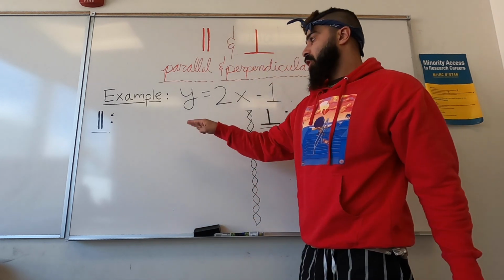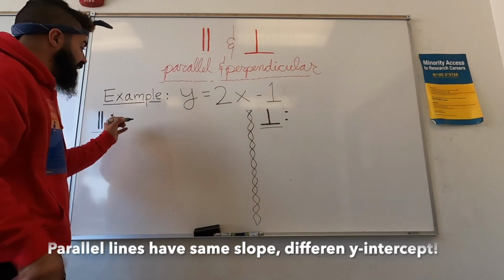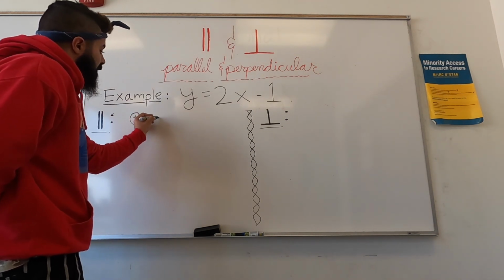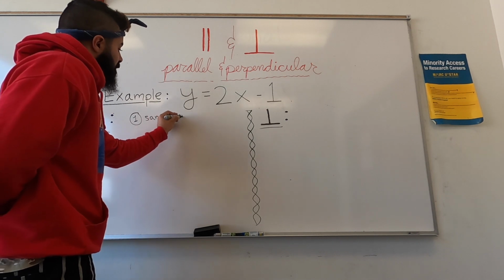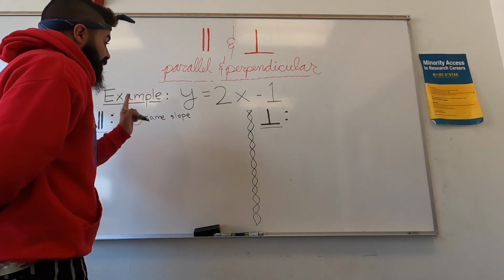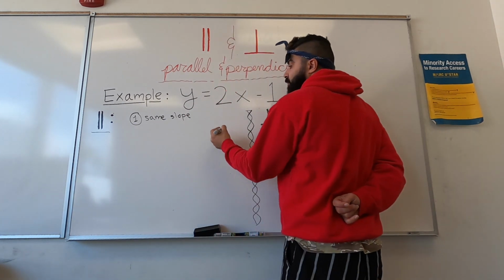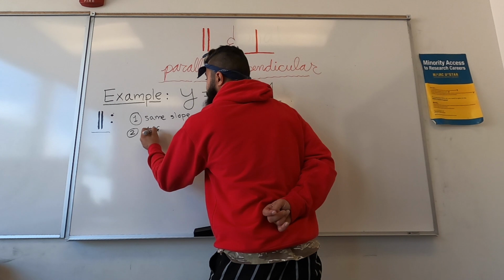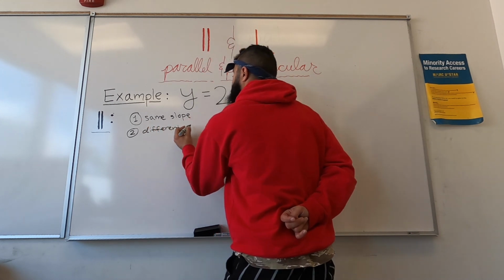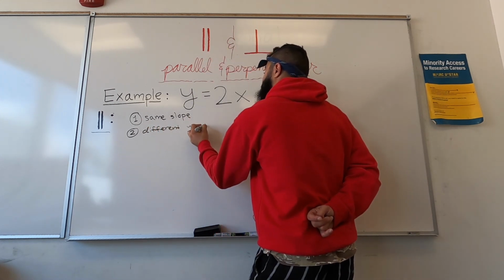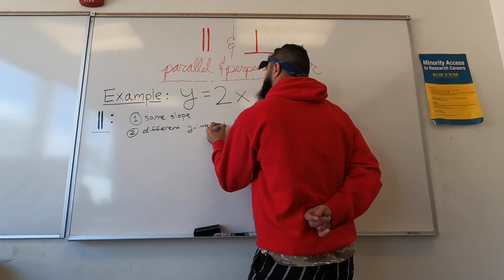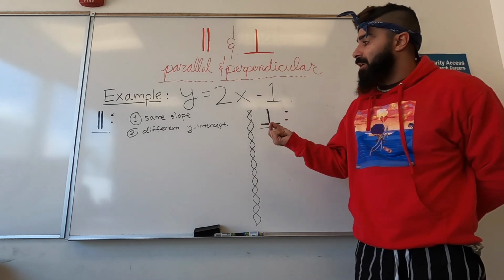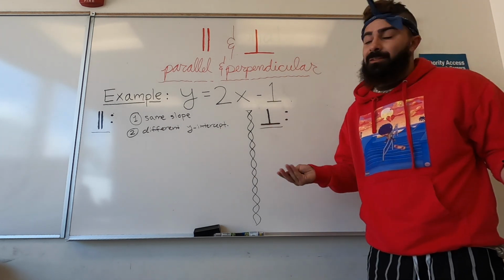Now, for the slope of a parallel line, we need two things. Number one, you need the same slope. And number two, you have to have a different y-intercept. So you must have the same slope but a different y-intercept, because if you have the same slope and the same y-intercept, well, that's the same line, right?